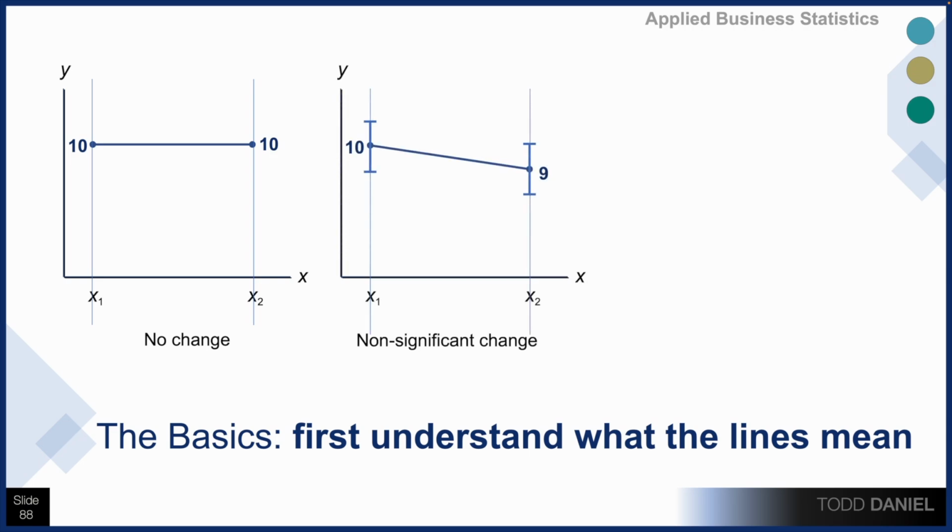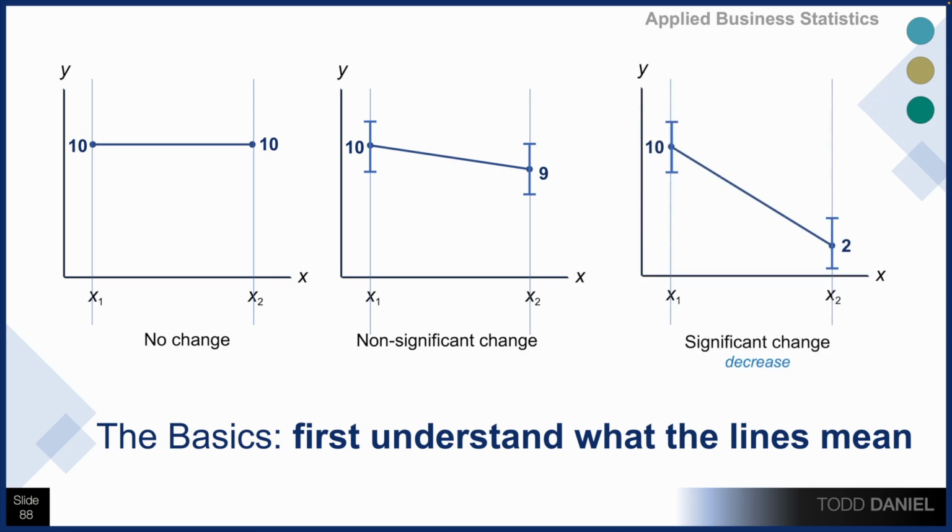When you start seeing a slope, now there is a change. But just because there's a slope doesn't mean it's a significant change. Here I have 10 as a starting point, 9 as an ending point, but you can see from these error bars that the error bars capture the other mean. There's really no difference. There is a small, non-statistically significant difference, but it's not anything to be excited about.